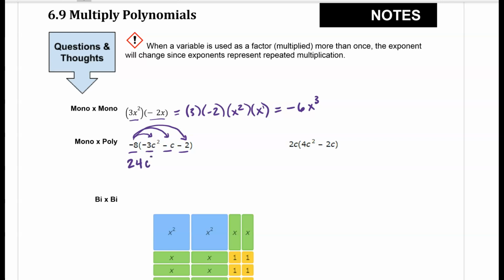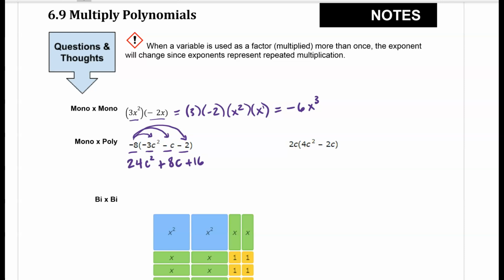We still have that c squared factor. Now we want to multiply negative 8 times negative c. Negative times negative is positive, and 8 times c is just 8c. Then we multiply negative 8 times negative 2. Negative times negative is positive, and 8 times 2 is 16. Now we're looking for like terms, but we don't have any like terms, and so this is our final answer.